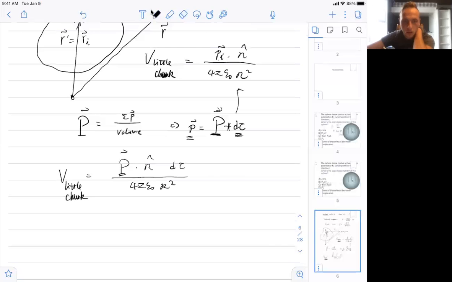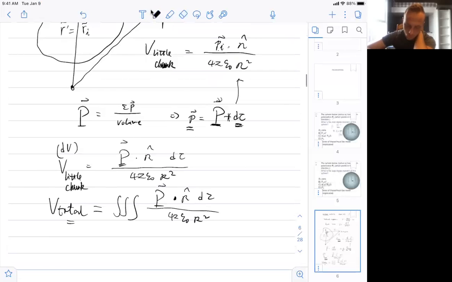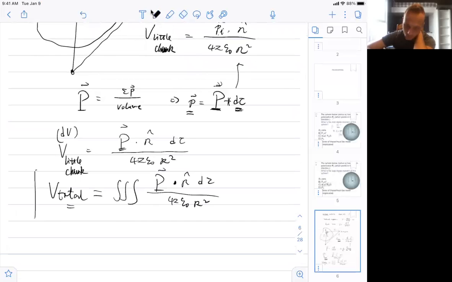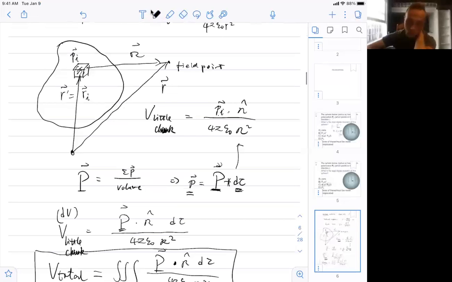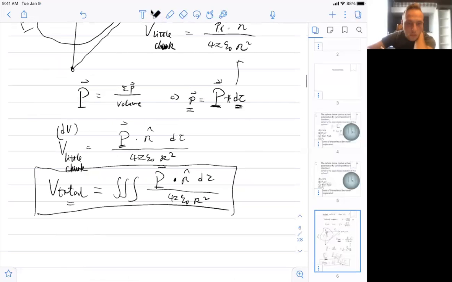Now, if you want to know the V total of the entire material, you simply have to integrate. So the V total is going to be the integral of P dot curly r-hat d tau over 4 pi epsilon naught curly r squared. This is the total, and this is for the little chunk, maybe I should call it dV. This is the equation you have just derived. Given a material, if they tell you the polarization of this material, you can simply plug into the equation to calculate the potential due to such a polarization outside.